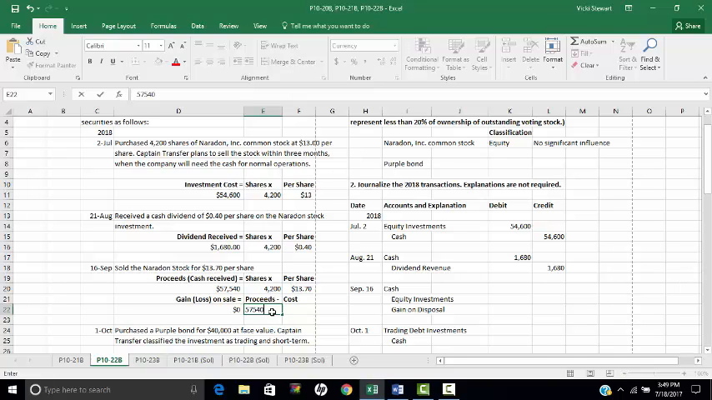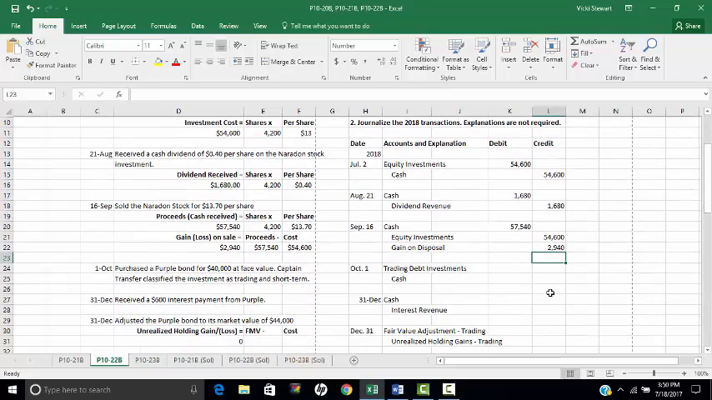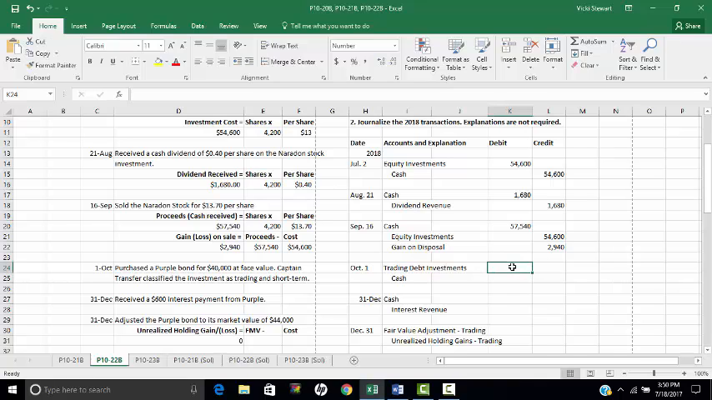Now we need to determine if we have a gain or a loss on the sale of these shares. So we take the proceeds, $57,540, and we subtract the cost, which was $54,600. And we get a gain on the disposal of these shares of $2,940. And now we can record the entry. We will receive cash of $57,540. We will credit the equity investment account for the cost, $54,600. And we'll record a gain on the disposal of $2,940.